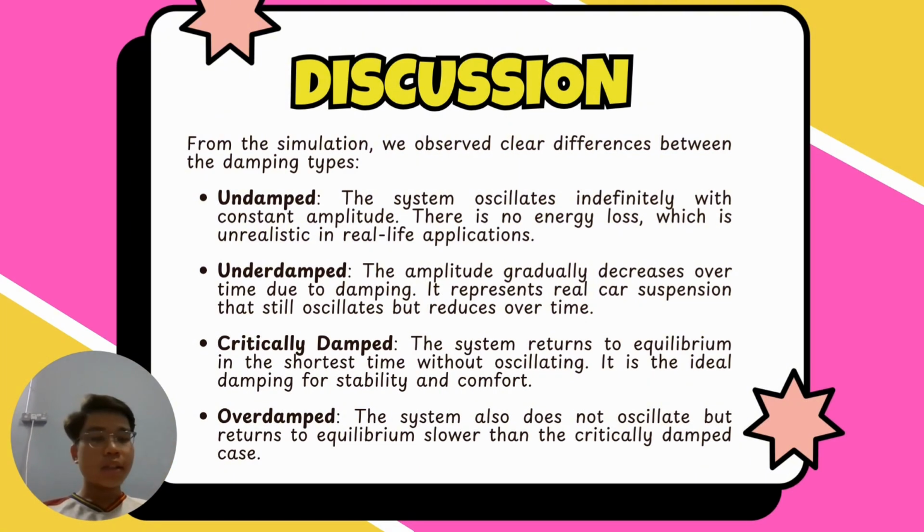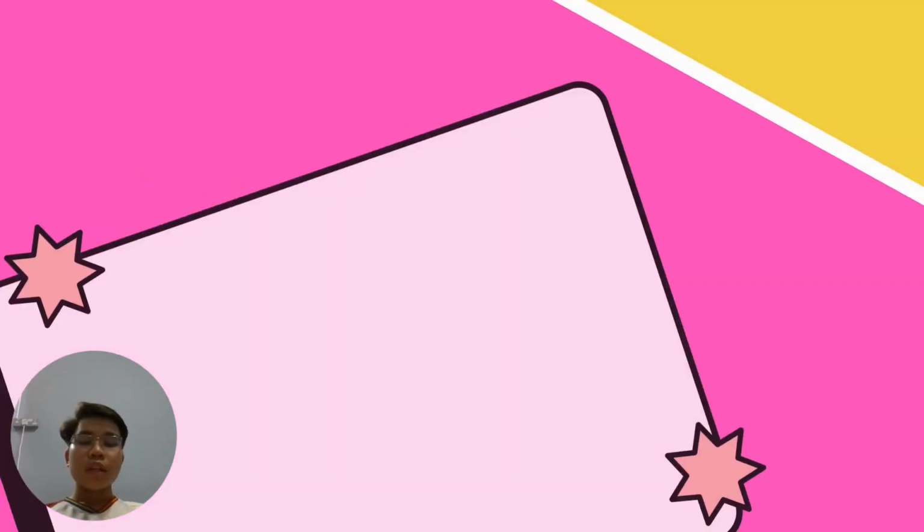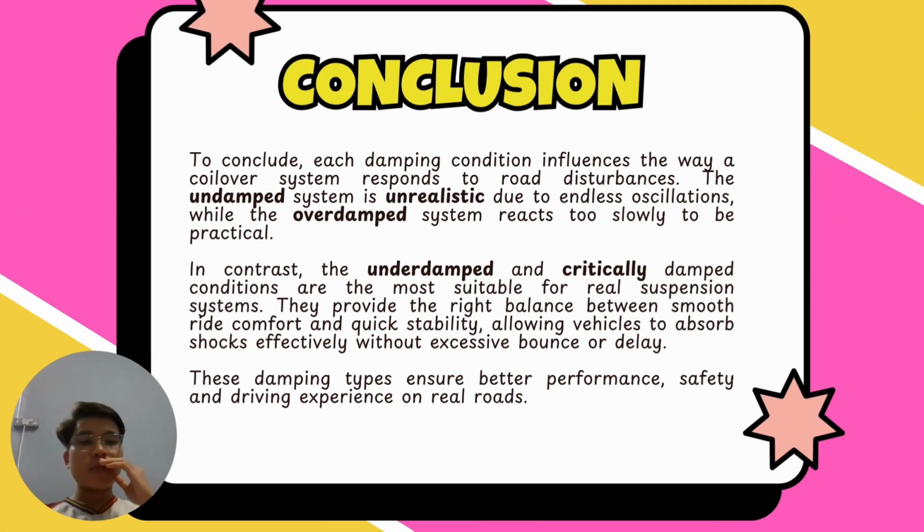For the critically damped case, the system returns to its equilibrium position as quickly as possible without oscillation. This is ideal in suspension systems for fast stabilization. In the overdamped condition, there is no oscillation either, but the return to equilibrium is slower, which may reduce responsiveness. In conclusion, each damping type affects how the coilover system behaves. Underdamped and critically damped systems are generally the most practical, offering a good balance between comfort and control.